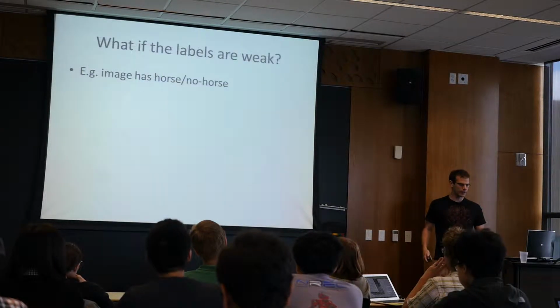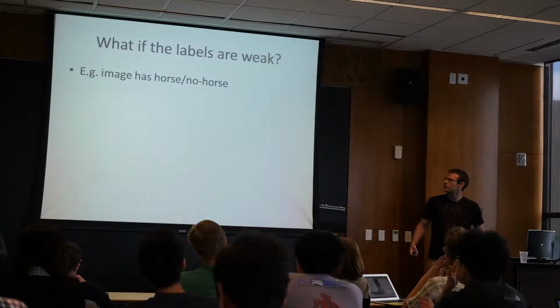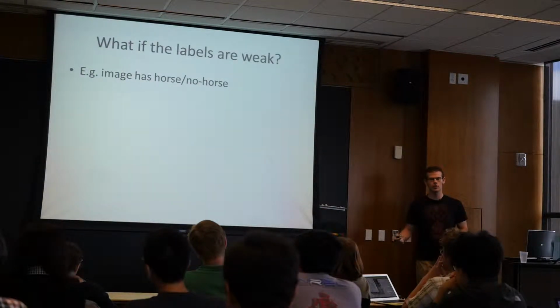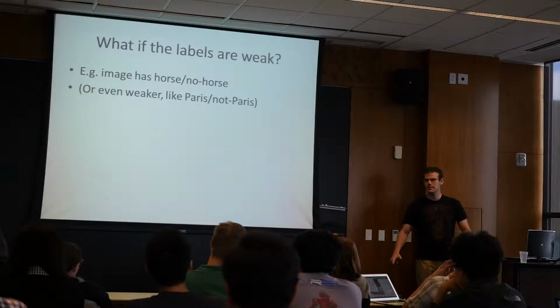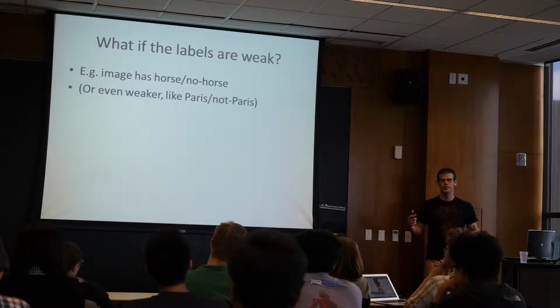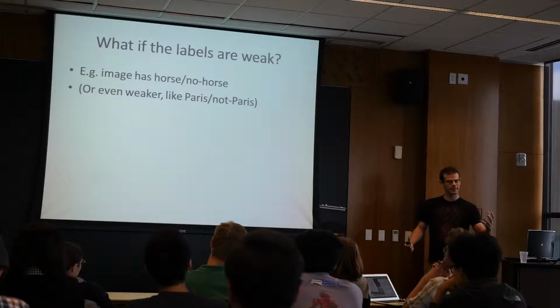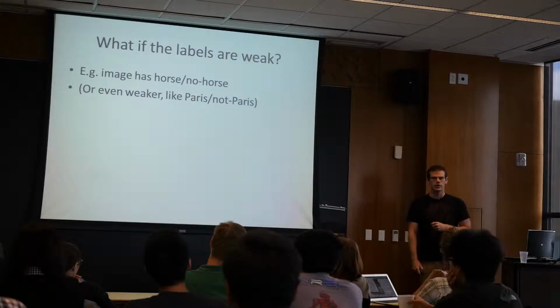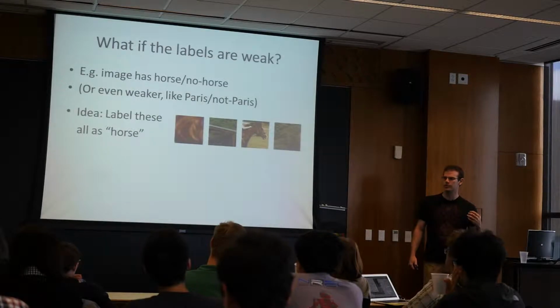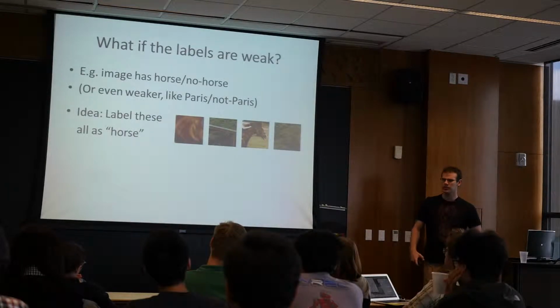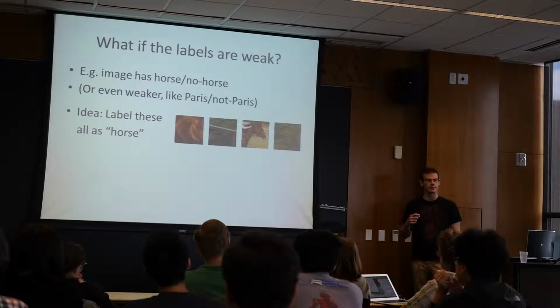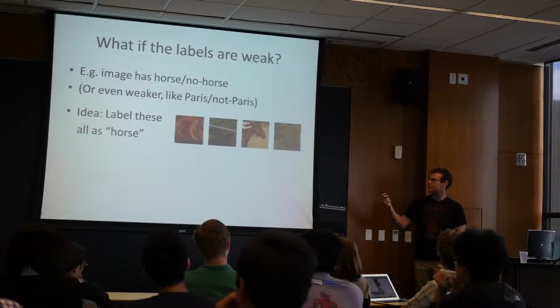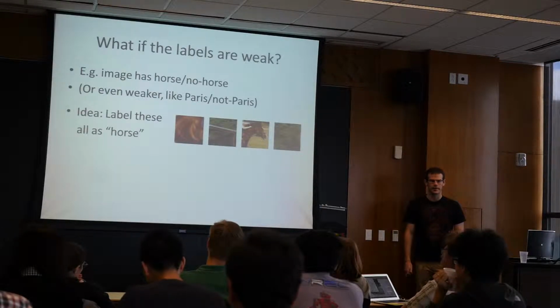And unfortunately, as I said, our labels are weak. So we may have something like this image contains a horse or doesn't contain a horse, or maybe something even weaker, like things we can get for free, like geotags, like this image comes from Paris, this image doesn't come from Paris. So the simplest approach to dealing with this is to just label all of the patches from the positive images as positive examples and train a classifier.